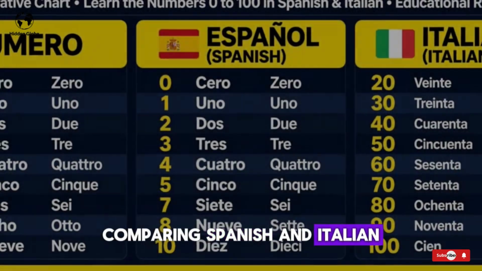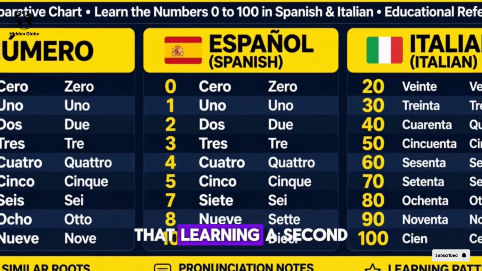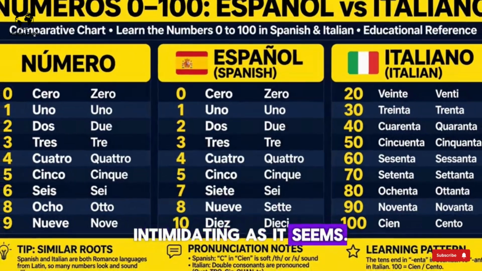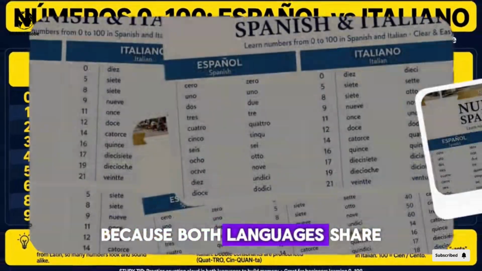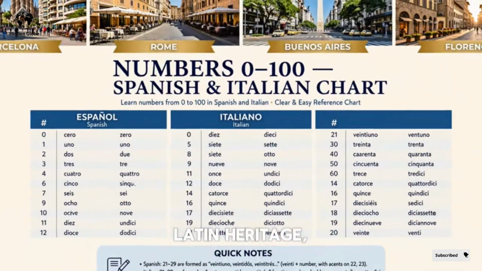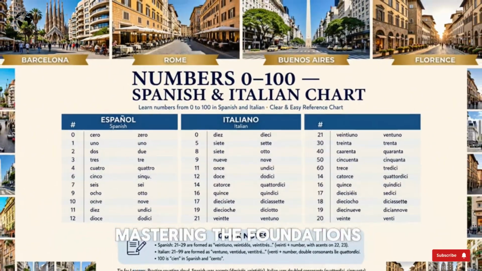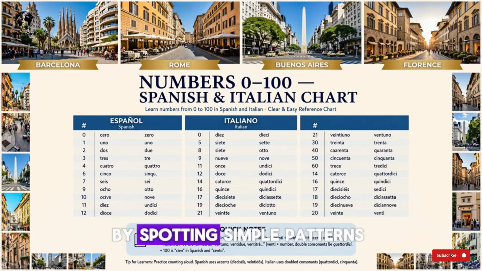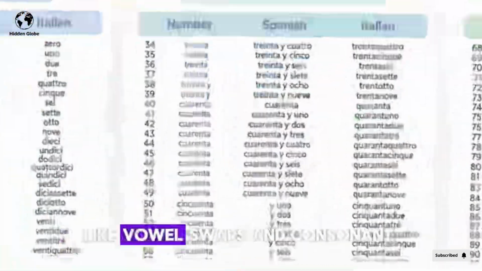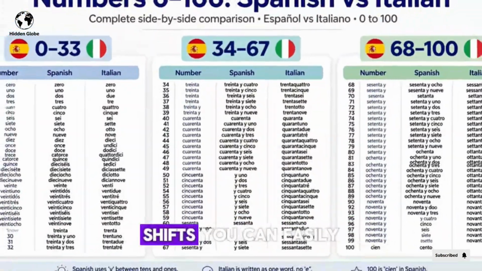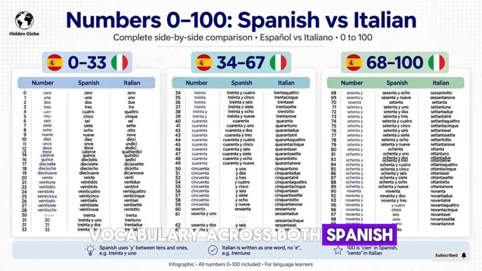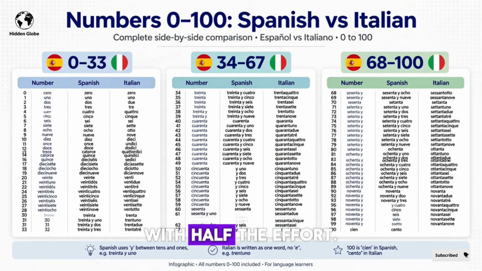Comparing Spanish and Italian side by side proves that learning a second Romance language isn't as intimidating as it seems, because both languages share Latin heritage. Mastering the foundations of one gives you a massive head start in learning the other. By spotting simple patterns, like vowel swaps and consonant shifts, you can easily expand your vocabulary across both Spanish and Italian with half the effort.